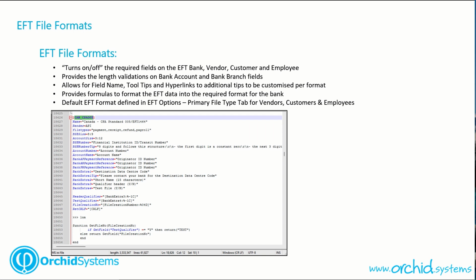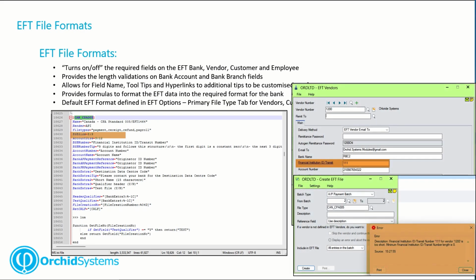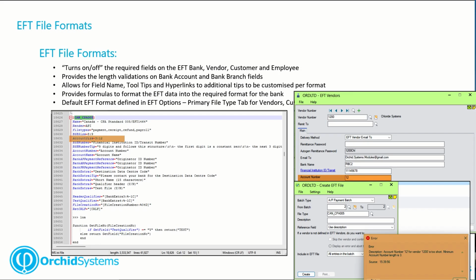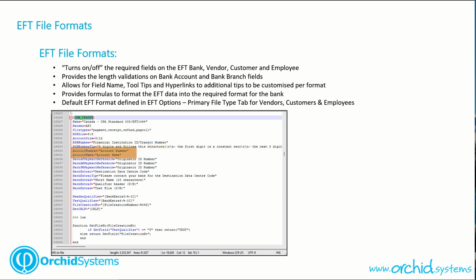Having a look at the CAN CPA 005, you can see that the vendor, customer, and employee's branch number is limited or validated to see that it's either 8 or 9 digits long. The account size must be between 3 characters and 12 characters long. The branch code is called Financial Institution ID or Transit Number. There's a tip on the Financial Institution ID saying 9 digits followed in this structure and so on. The account number field is called account number. The account name field is called account name.